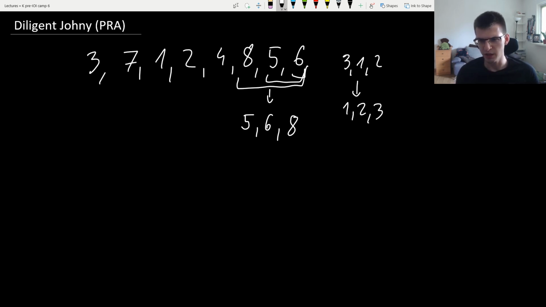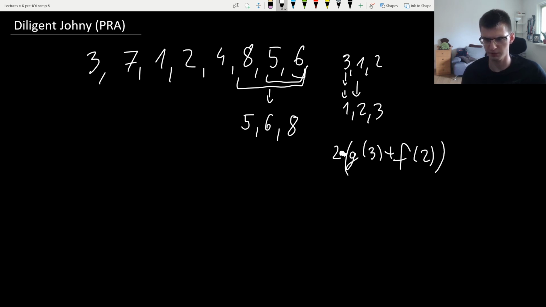similar to our formula. Two times I will decrease the first element, so it will be twice g of 3, plus, after each thing I think I need to sort the suffix. I think it will be 2 times g of 3 plus f of 2. Let's remember that this time we don't need to sort the first suffix.